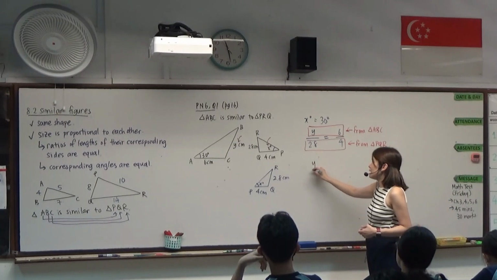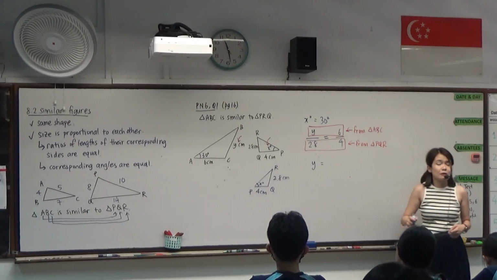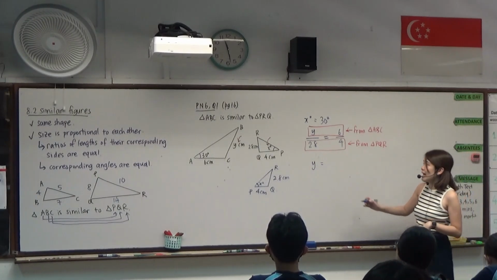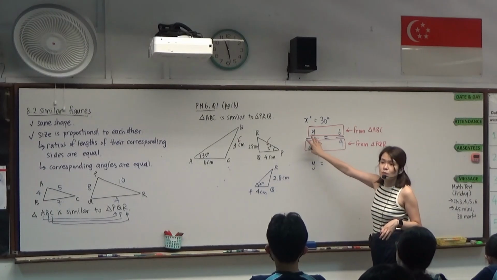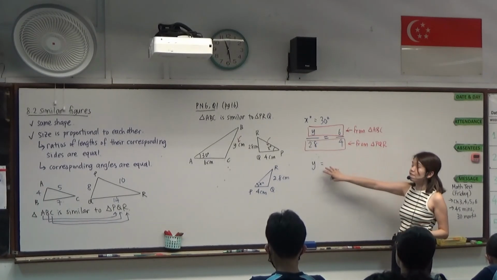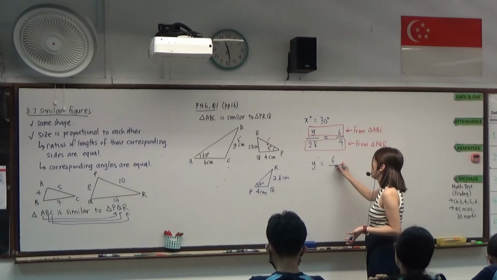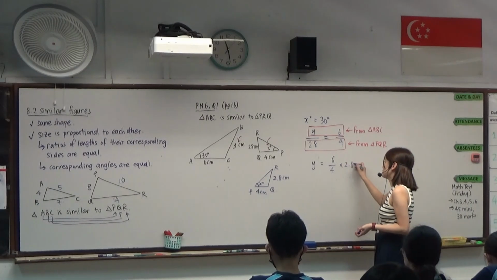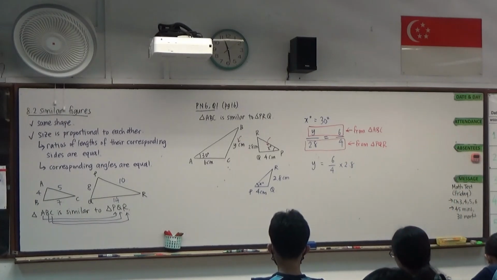To find the value of Y, don't bother trying to cross multiply with the hassle. It's just taking this 2.8 and multiplying it over, and then you can find Y already. So 6 over 4 times 2.8, and that will give us 4.4.